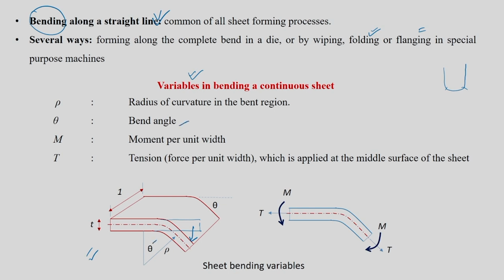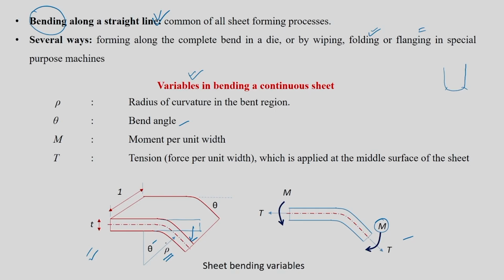Theta is called the bend angle, and you need a tool setup for that. It has to be bent with respect to one particular radius of curvature, let us say rho, in the bent region. The right side diagram tells you that bending is possible in 2 ways. One is only moment, the other is moment and tension both. Bending with stretching is where moment and tension are both applied. In the other case, only moment is applied. Both are possible ways of bending a sheet along a straight line.